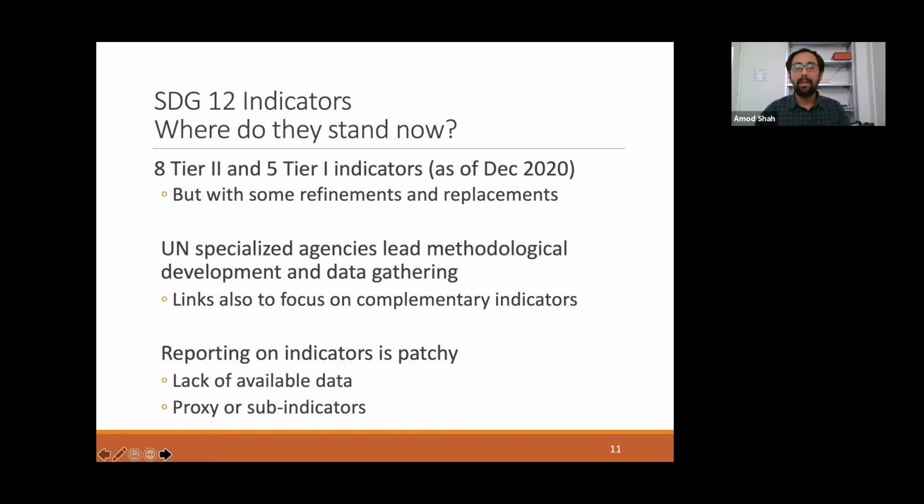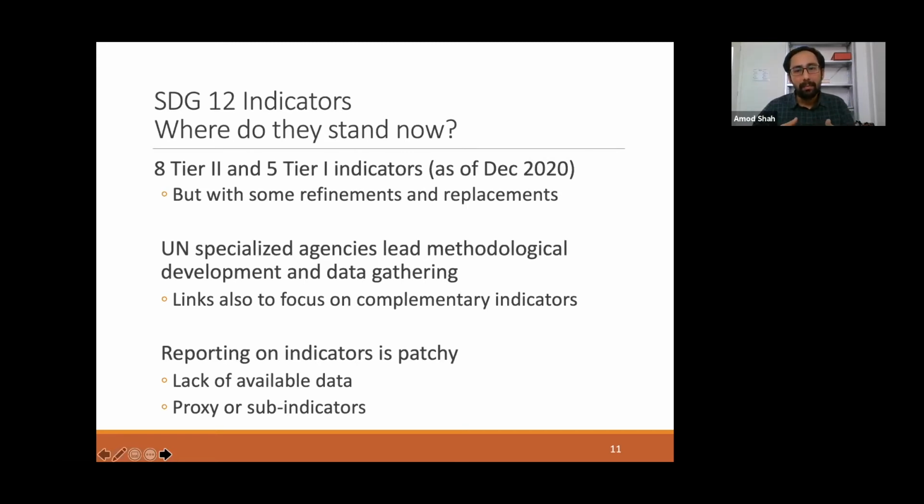So that's also where we need to position these different frameworks, global indicators versus complementary indicators. And lastly, just to point out that this process of collating and presenting of data is still quite patchy. So you don't see data for all of the indicators even now. But there are some which are reported more prominently.